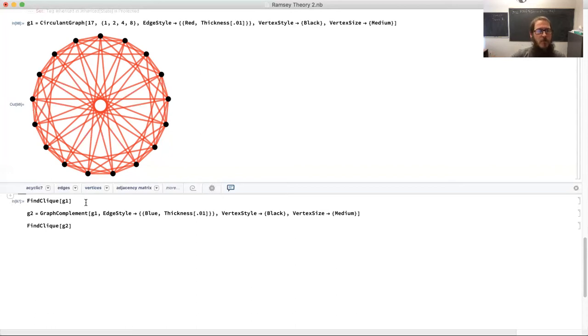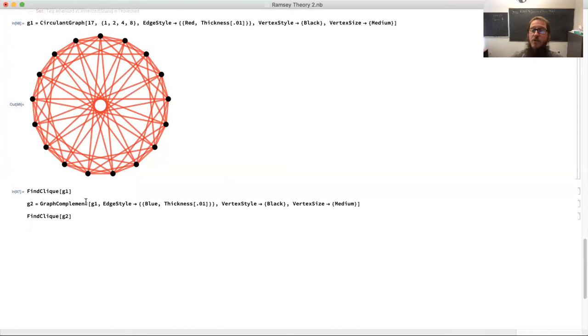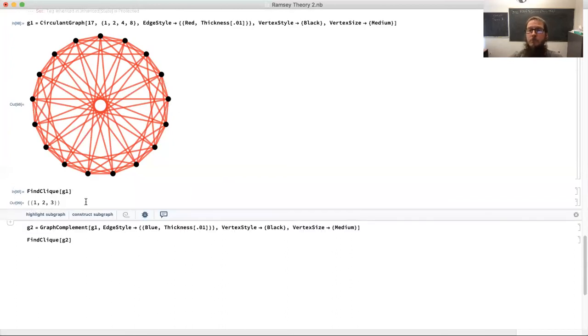So let me go ahead and run this one. I've called this graph G1. Now I'm going to find a largest clique in G1, and it gives me 1, 2, 3. Vertices 1, 2, and 3 form a triangle.